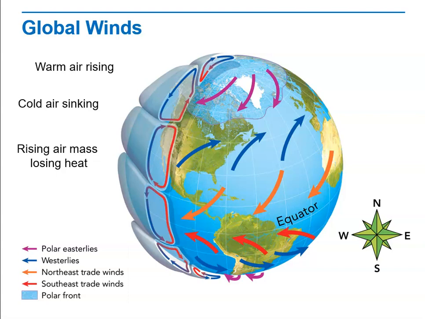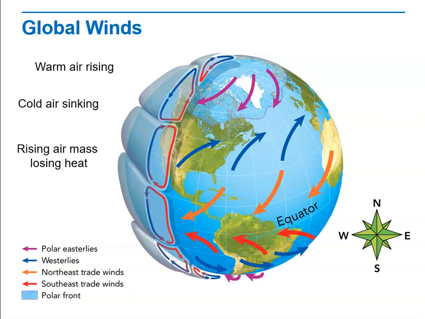As this air rises, it spreads north and south, and it loses heat along the way as it moves away from the equator towards the poles. As that air cools down when it moves toward the poles, it becomes more dense, heavier, and it sinks. At the same time, the cold air that's already over the poles sinks.